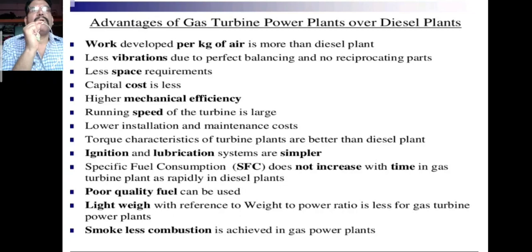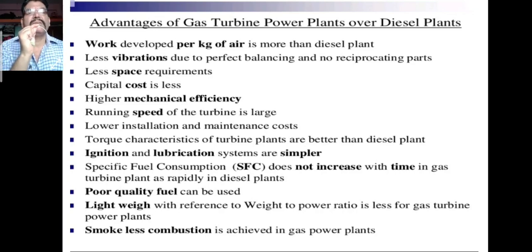Advantages of gas turbine power plant over the diesel plant. The work developed per kg of air is more than in a diesel plant. The advantages of the GTPP are: less vibration due to perfect balancing and no reciprocating parts, less space requirement, lower capital cost, higher mechanical efficiency, large running speed of the turbine, and lower installation and maintenance cost. Torque characteristics of the turbine plants are better than diesel plants. Ignition and lubrication systems are simpler.